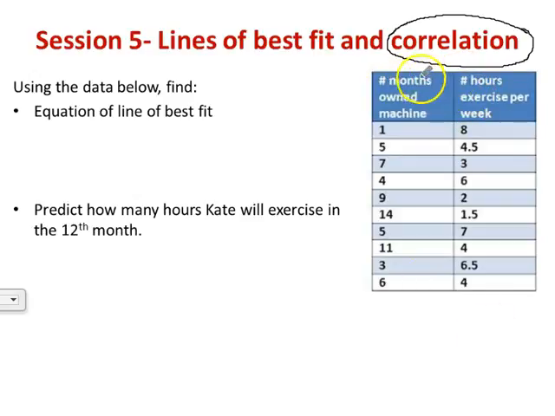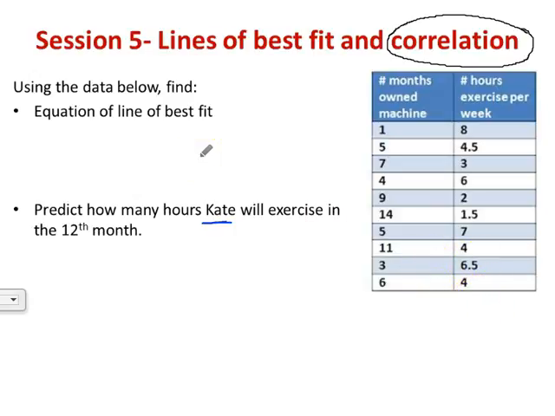This table tells us the number of months that somebody owns a machine, it's Kate's machine right here. So the number of months that Kate owns an exercise machine, and perhaps it is a treadmill. And then the number of hours of exercise per week she's getting on that, let's say, treadmill. So we've got this table that tells us the number of weeks and the number of hours of exercise that she's getting on that machine per week.